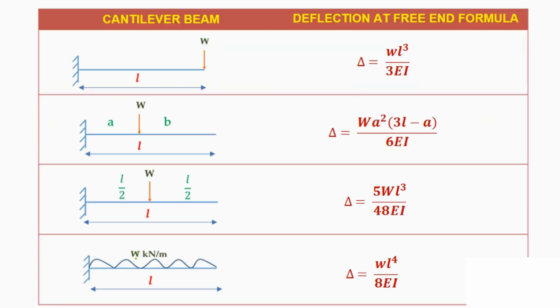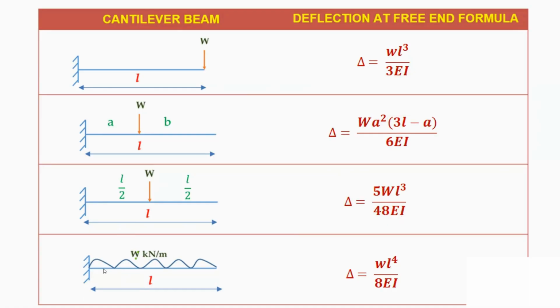Now we are going to see the deflection formulas for different loading conditions of a cantilever beam. As we already derived, when we have a point load at the free end, the deflection formula is WL cube by 3EI. When we have a point load at an eccentric distance, the deflection at the free end, this is your free end, will be equal to WA square into 3L minus A by 6EI. Similarly, when you have a point load at the center, the deflection at the free end will be equal to 5WL cube by 48EI.